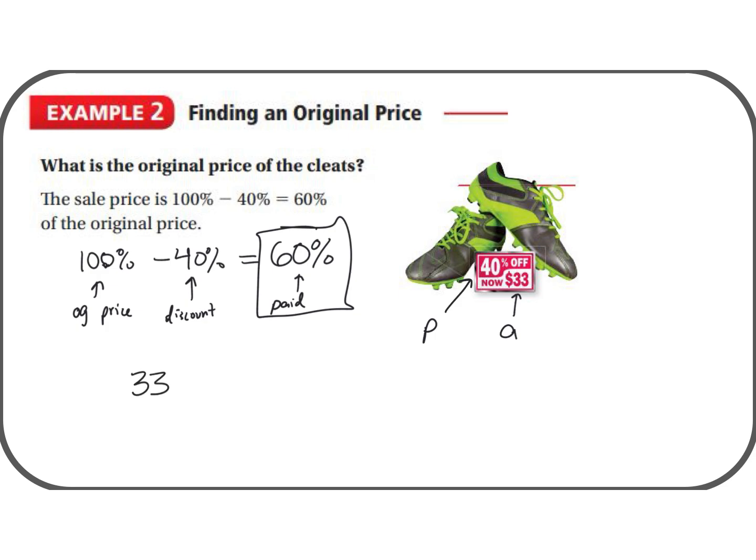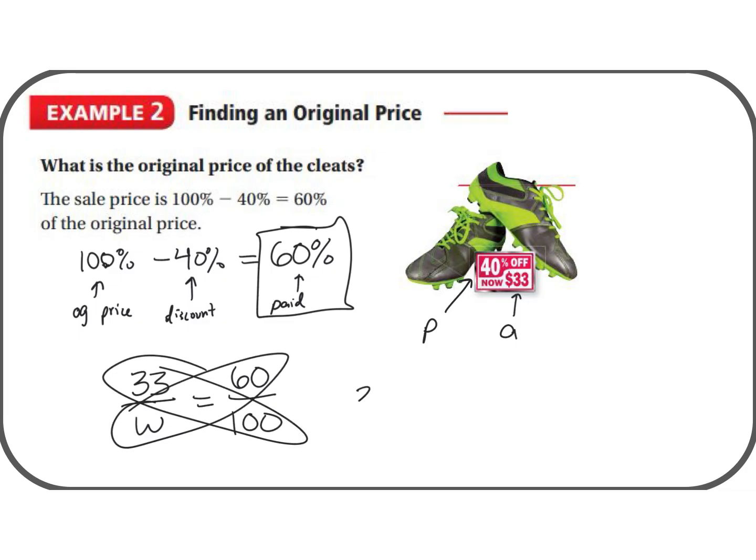I'm going to get 33 over W. 60% is how much I paid of the original. And now from here, we can go about this just like we have in the past. 3,300 is equal to 60W. I'm going to divide both sides by 60. And I get an original price of $55.